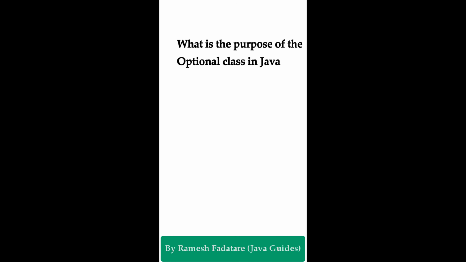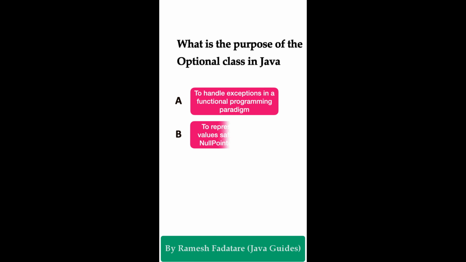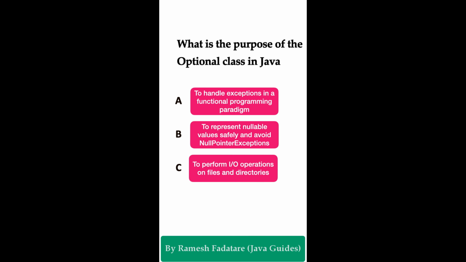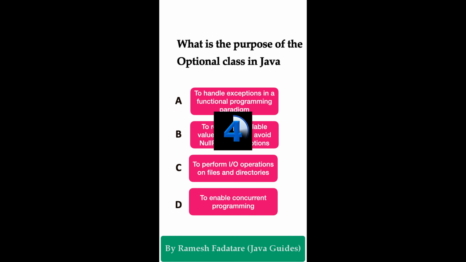Welcome to Java quiz series. Here is one more question. What is the purpose of Optional class in Java? Option A, to handle exceptions in a functional programming paradigm. Option B, to represent nullable values safely and avoid null pointer exceptions. Option C, to perform IO operations on files and directories. Option D, to enable concurrent programming. Well, you have 5 seconds to answer this question. The correct answer is option B, to represent nullable values safely and avoid null pointer exceptions.